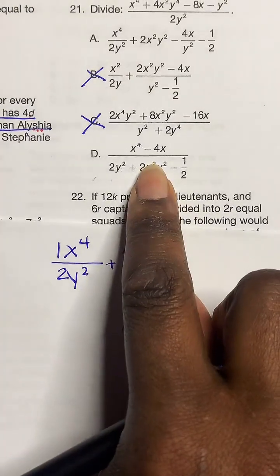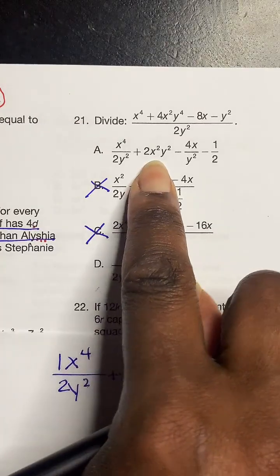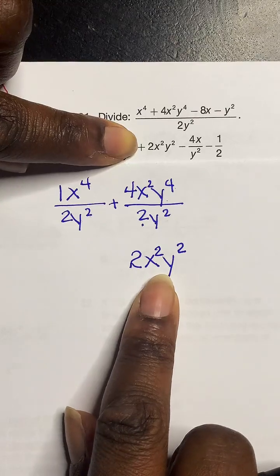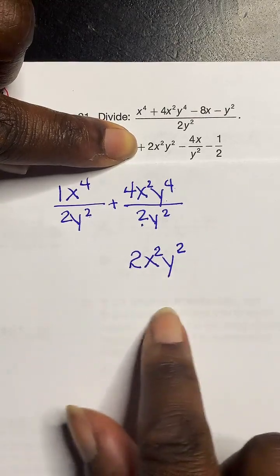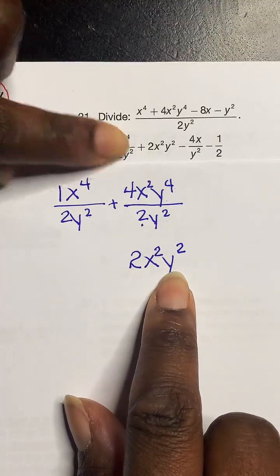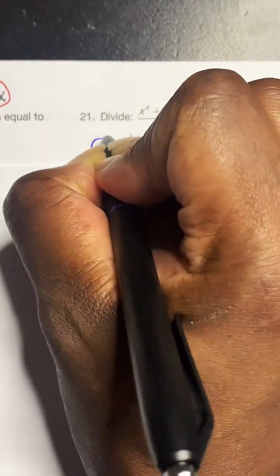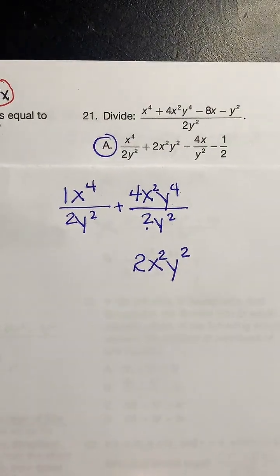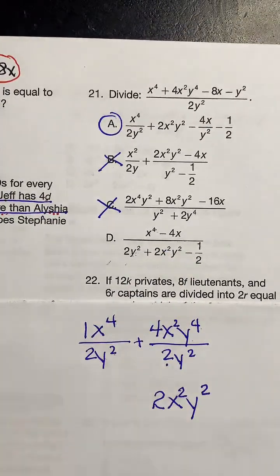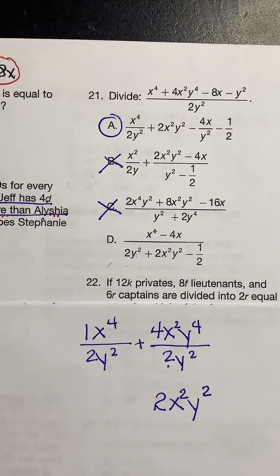Well, D is not telling me any of that, but the middle term here, notice it matches. So we don't have anything in the denominator anymore. It's just going to be the 2x squared, y squared. So just by that information, boom, A is my answer. Because D is not giving me anything, because I can't even simplify and cross things out.